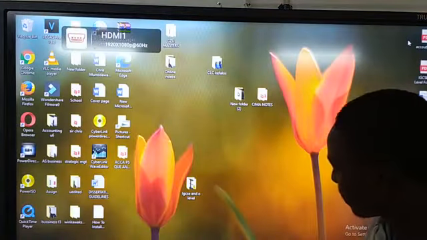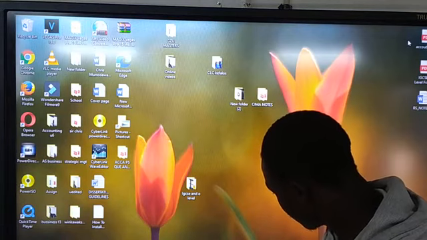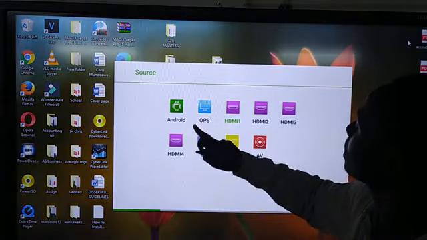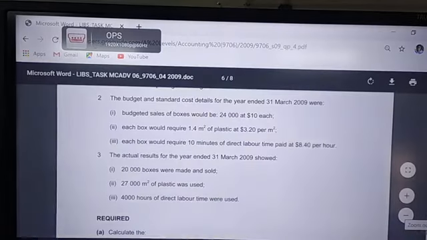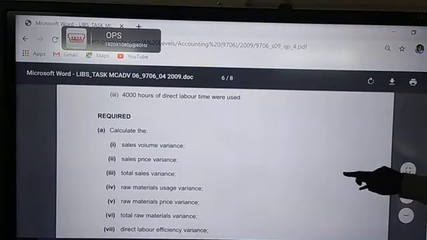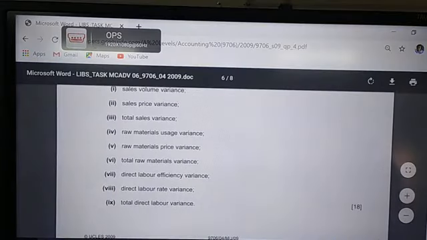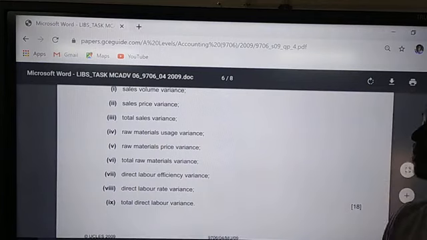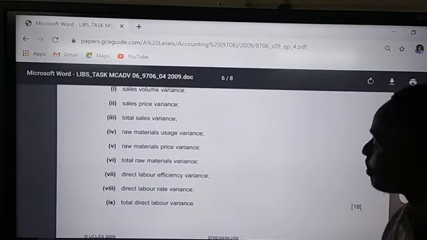The next part of the question, okay? If you go to the next part of the question, they want us to calculate the direct labor efficiency and the direct labor rate and total direct, isn't it? So, let's go to the board.